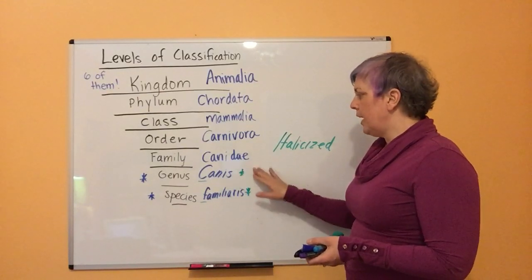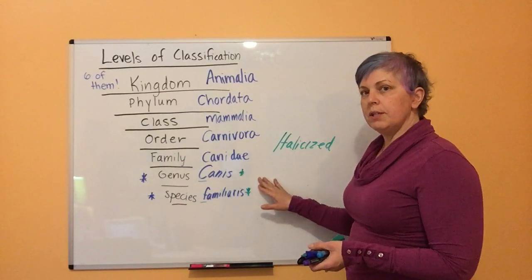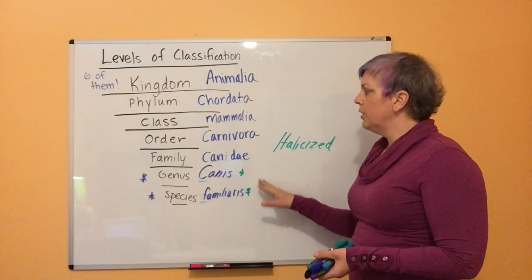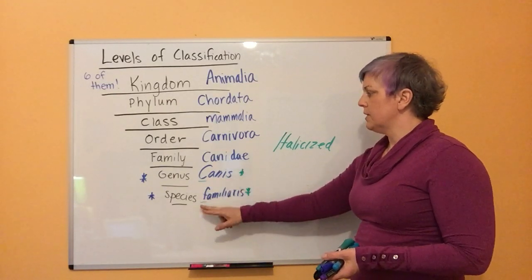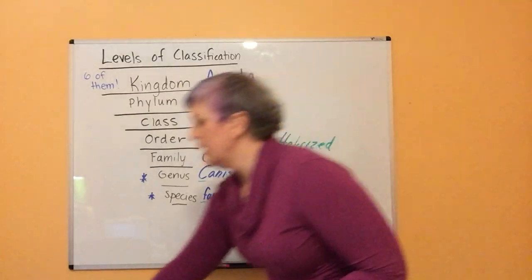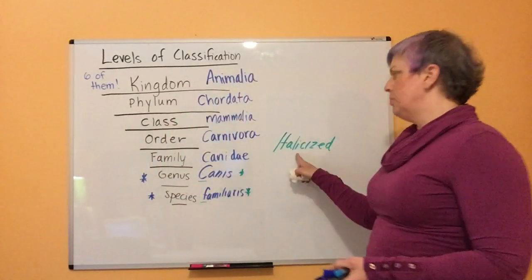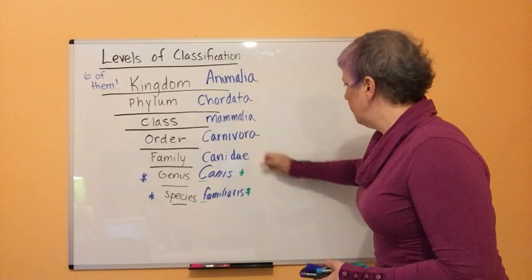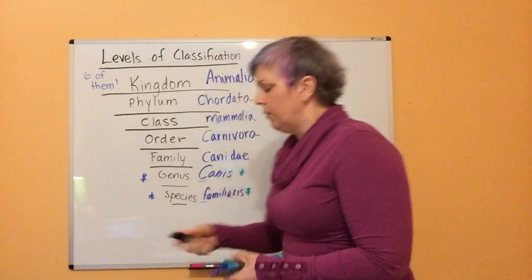This is something that I'm going to hold you accountable to using whenever I'm asking for the genus and species name of any animal. You must capitalize genus, lowercase species, and all the letters should be italicized. Okay? So I'm going to write those rules down because I want you guys to remember that.